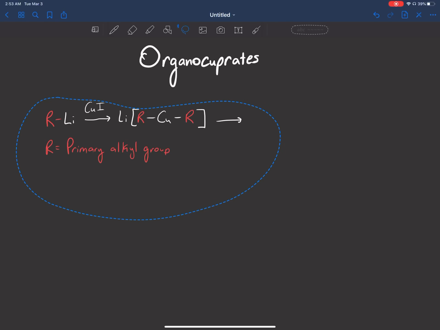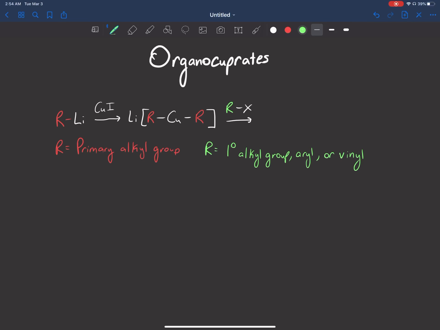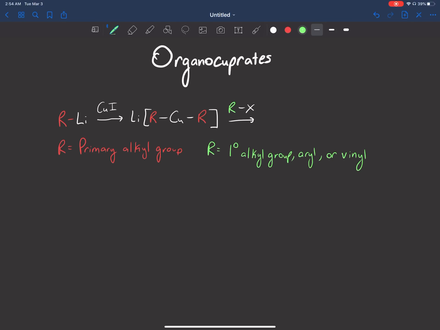Now the next step, we have to react it with another carbon chain. We're going to try to connect this R group. We've got to connect it to something. And so we're going to have, again, another R group bound to some halogen X. Doesn't really matter. All right, and so what is this R group going to be? The R group in green can be a primary alkyl group, an aryl group, or vinyl.